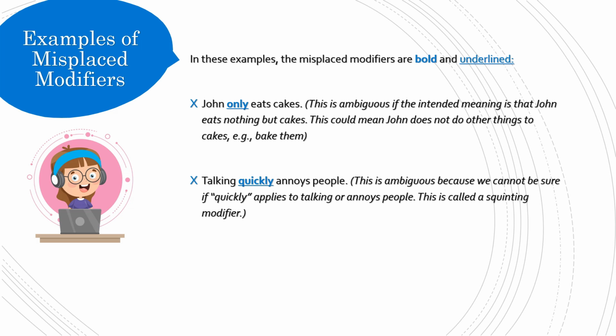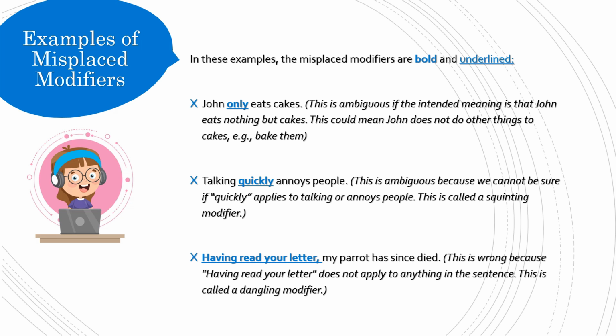Talking quickly annoys people. This is ambiguous because we cannot be sure if quickly applies to talking or annoys people. This is called a squinting modifier. Having read your letter, my parrot has since died. This is wrong because having read your letter does not apply to anything in the sentence. This is called a dangling modifier.